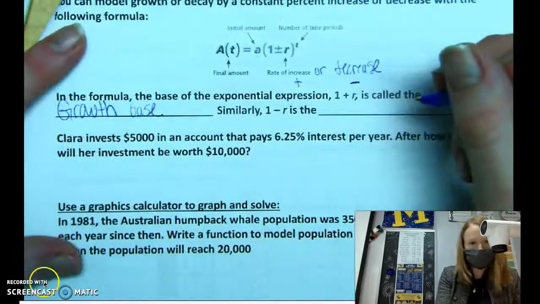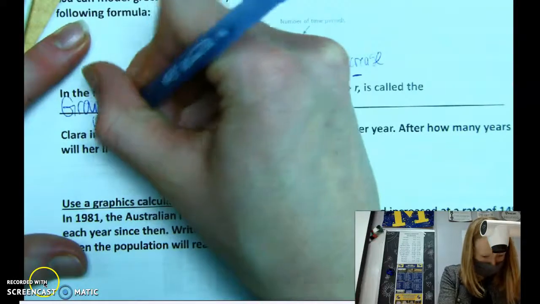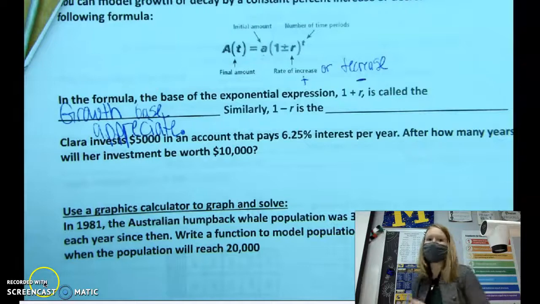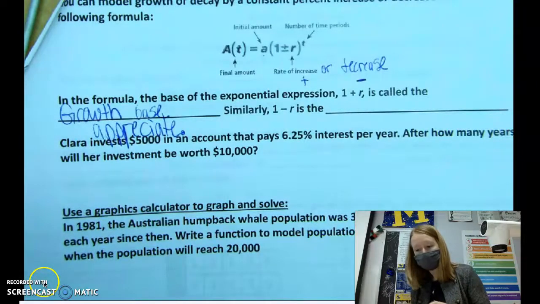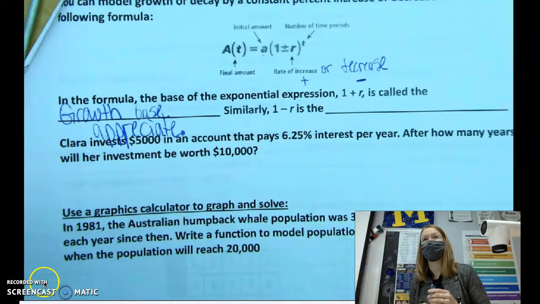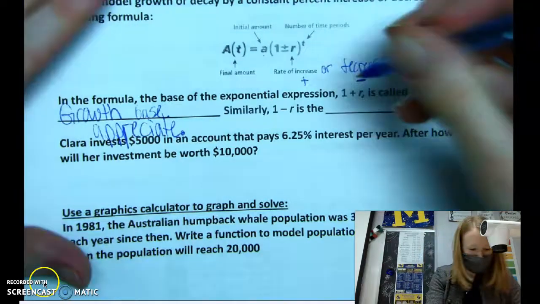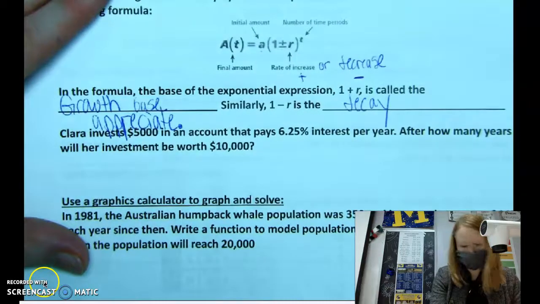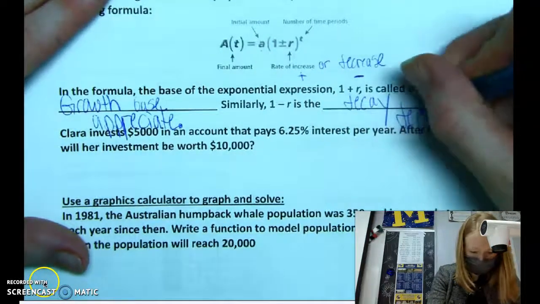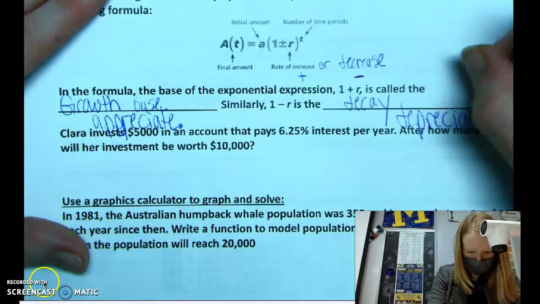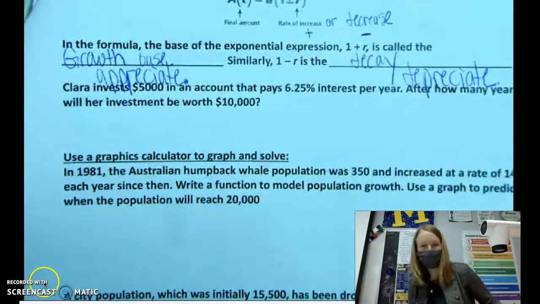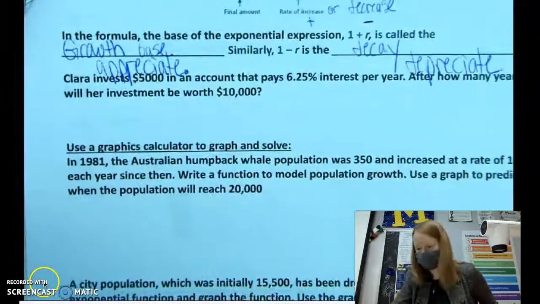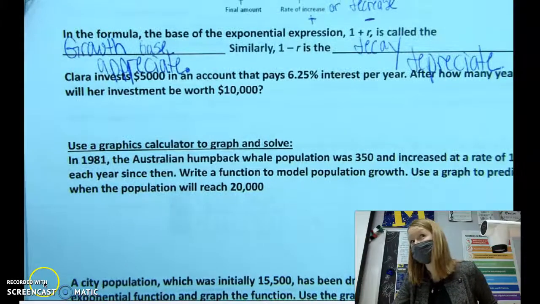And a term that we use for exponential growth is appreciate. My love for my husband grows because I appreciate that he packed my lunch today. And then if you have 1 minus r, that's your decay base, which is also called depreciation. I do not appreciate when my husband leaves the toilet seat up in the morning. So, I don't know. My love for him decays in that moment. Does that make sense?